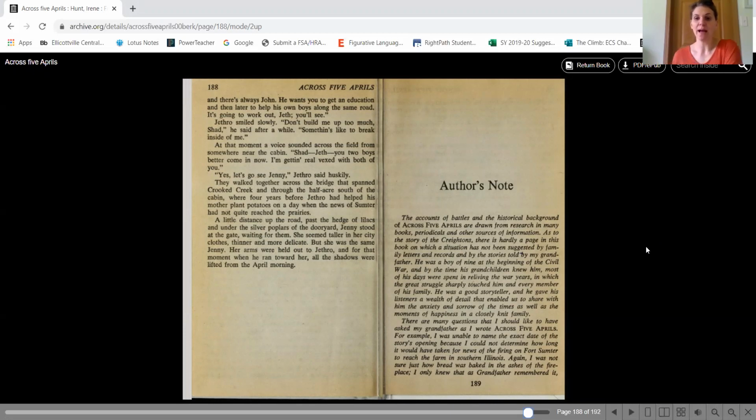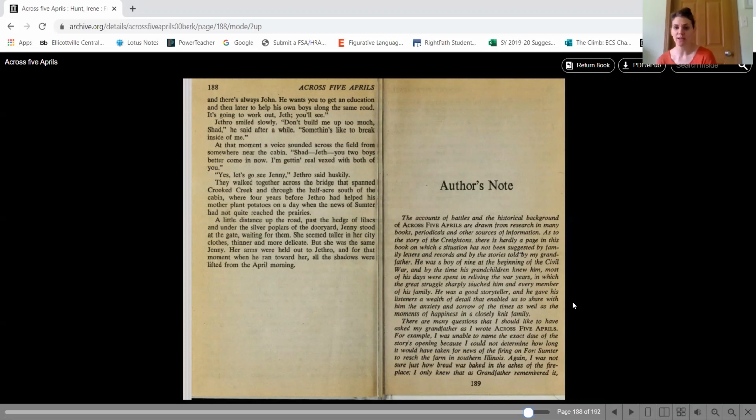He was a boy of 9 at the beginning of the Civil War, and by the time his grandchildren knew him, most of his days were spent in reliving the war years, in which the great struggle sharply touched him and every member of his family. He was a good storyteller, and he gave his listeners a wealth of detail that enabled us to share with him the anxiety and sorrow of the times, as well as the moments of happiness in a closely knit family.